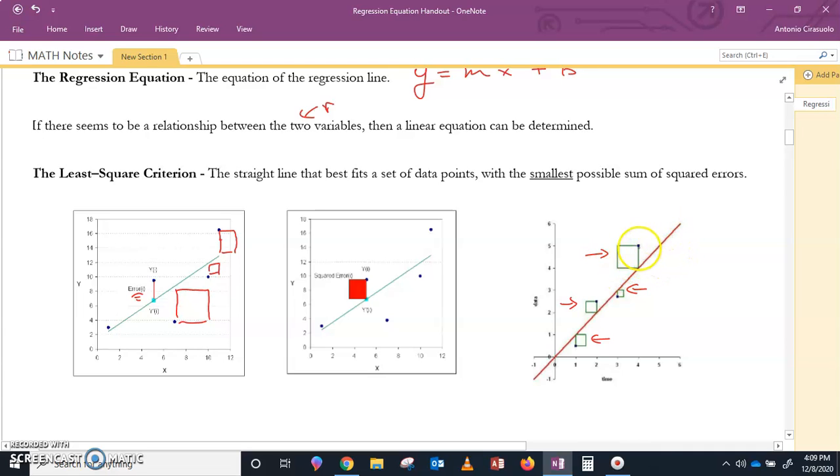As this line moves, for instance, if this moves up a little bit, this square gets smaller, but this square would actually increase depending on where it pivots as well. So it is a combination of all those different squares having the smallest possible area. So that's the least square criterion.